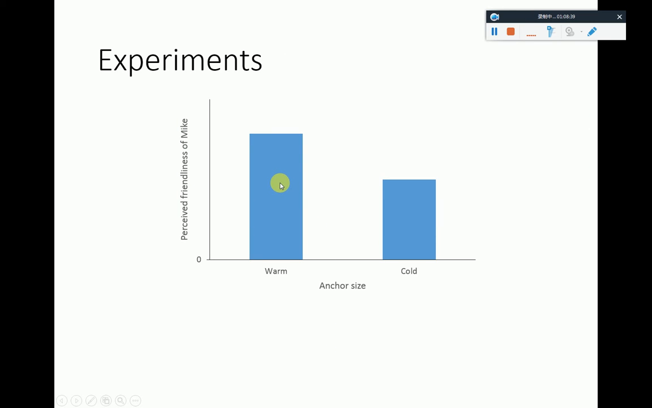And then we can easily plot the result. Again, I would change the name here to person perception, or interpersonal warmth. And the y-axis represents how friendly people perceive Mike to be. We know that people in the warm condition perceive Mike as pretty friendly compared to participants in the cold condition. This bar is higher than this bar.